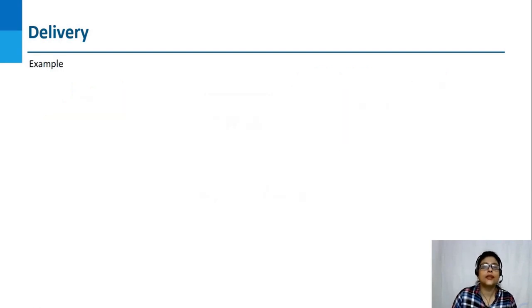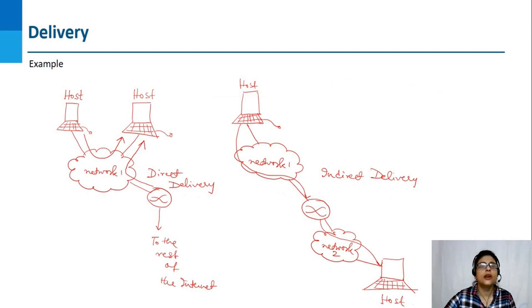Let us look at one example. Here, there are two hosts. Let's say it is host A and host B. This is network 1. As said, the host A gets the packet and it transfers it and forwards it to host B. From here, it can transfer it to the router R and from the router to the rest of the internet. So this is the direct delivery part.